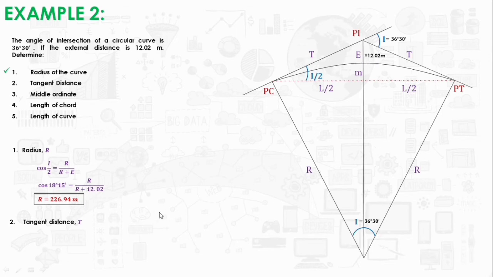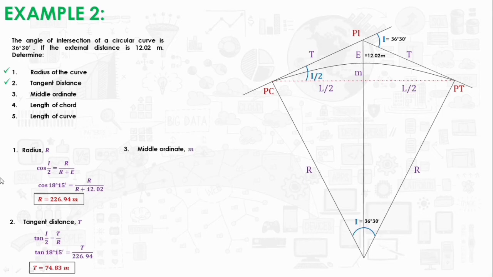So let us try the tangent function. The tangent of I over 2 is equal to the opposite T divided by the adjacent R, or the tangent of 18 degrees and 15 minutes is equal to T divided by the radius R, which is 226.94 meters. So the tangent distance T is equal to 74.83 meters. So the radius and the tangent distance are now known. Number 3.